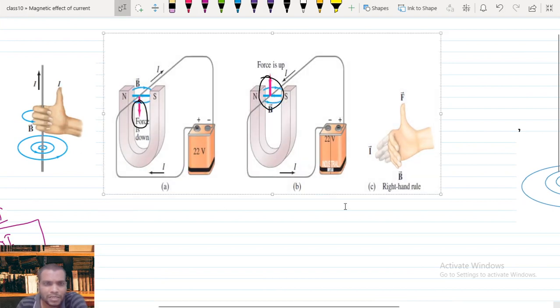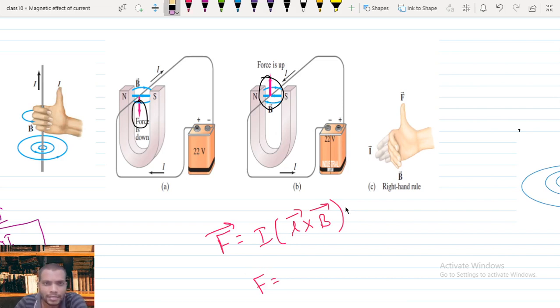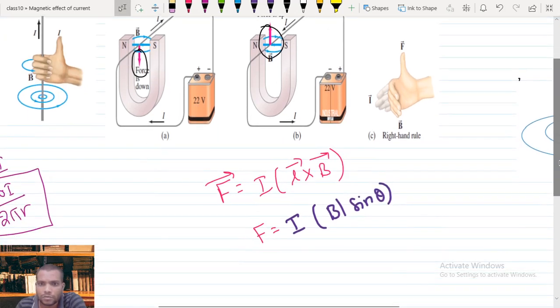And we derived the expression for force. Force on a current carrying conductor, F equal to I times L bar cross B bar. We can write this in terms of magnitude and direction. The cross product of two vectors means I times B L sine theta. So the magnitude of the force F equal to I B L sine theta.